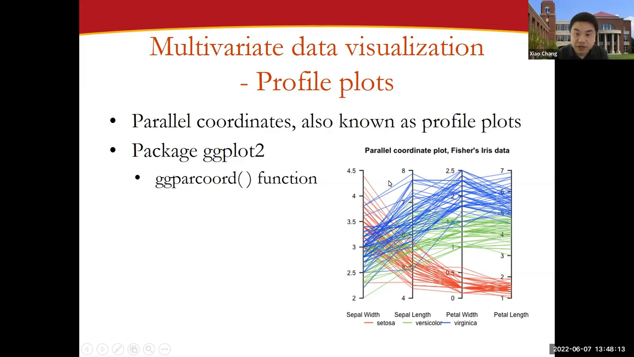In this plot, each line represents an instance. In the traditional two-dimensional and three-dimensional space, each instance is represented by a point. Here each instance in the data set is represented by a line. We can use different colors to represent the categorical data, so three lines represent the three values of the categorical attribute.